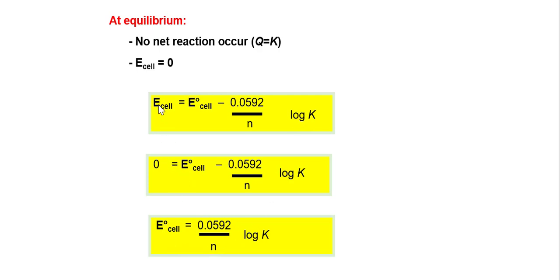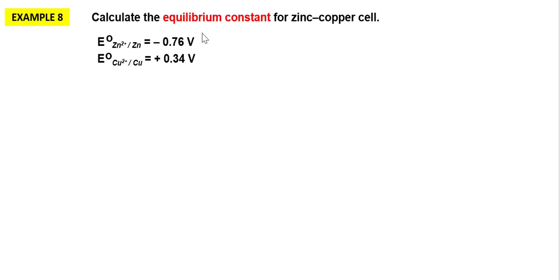So since the E cell is equal to 0 at equilibrium, we can find the value of the equilibrium constant by using this formula, which is E naught cell equals 0.0592 over n times log K. So for example, the question asks us to calculate the equilibrium constant, which is the K, for the zinc copper cell. So we have the E naught half cell for the zinc and copper here.